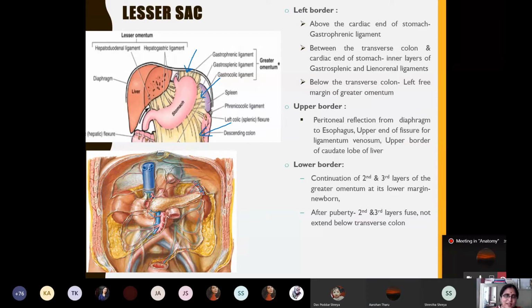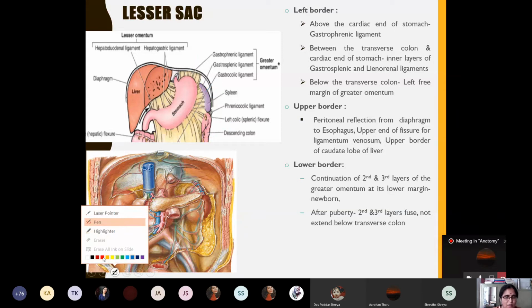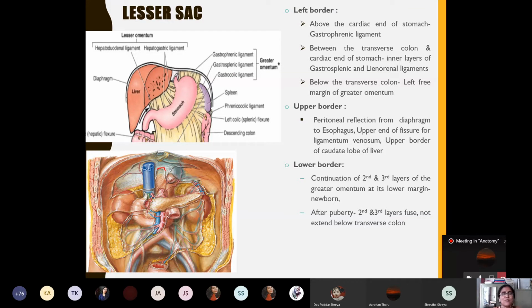Now you can see, my dear student, what is this narrow margin? Which border is this of the lesser sac? This one. Okay, I will use a different color. Red color will be. Now can you see this narrow margin? Yes. Which border of the lesser sac is this? It is a very narrow border.